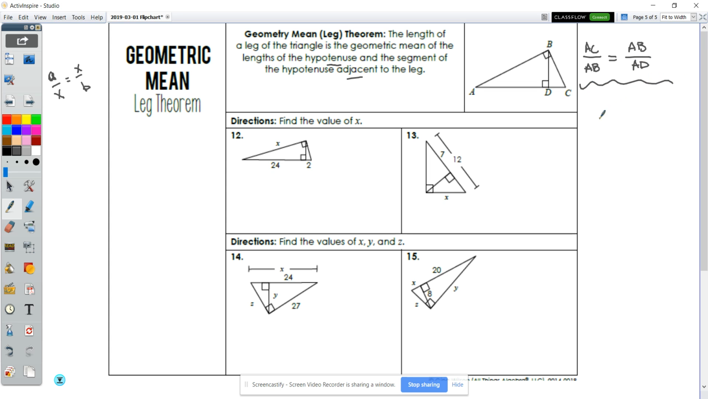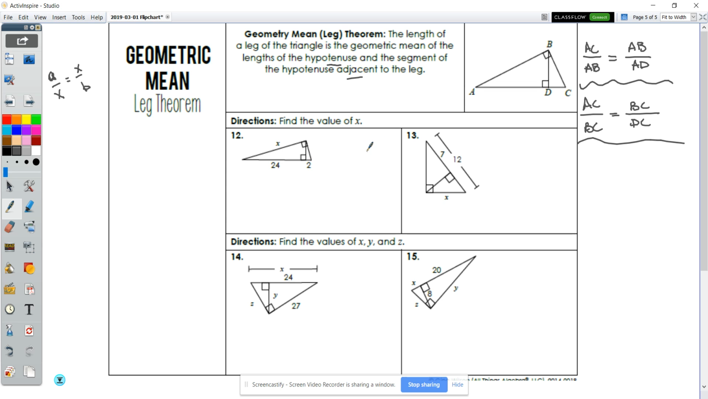Now this would work for either leg, because I could say, okay, well, what if I said BC? Because BC is also a leg of that original triangle. Leg is the geometric mean of the hypotenuse, still AC, and the segment of the hypotenuse next to that leg, in this case, DC. So this works with any right triangle that has an altitude, which means in a problem like this, we could solve for x, because x is a leg of this right triangle, and we have an altitude here, okay?